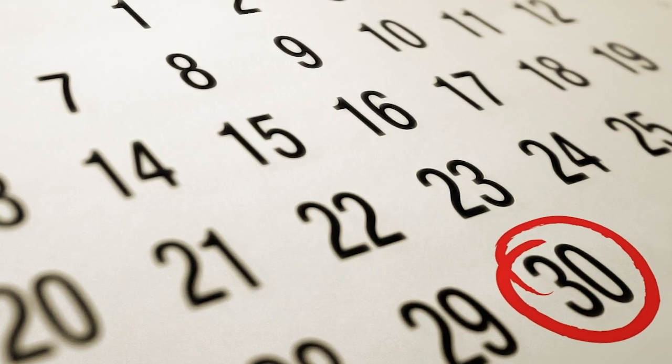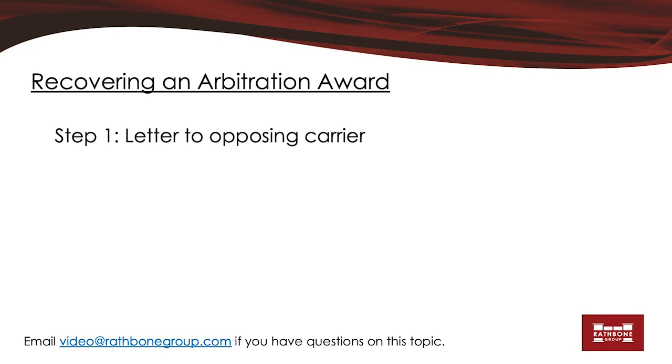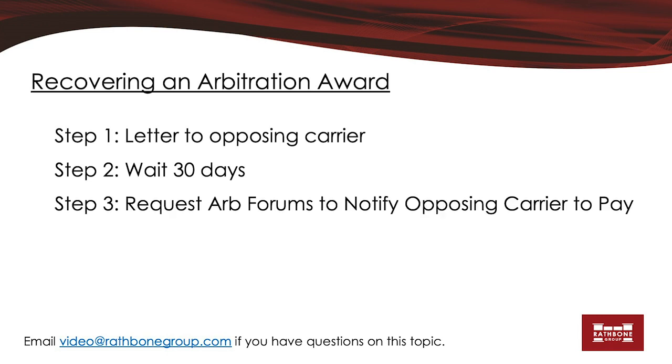Once you do win an arbitration award, how does it get paid? Well, under the rules, you have 30 days to pay an award against your company. If that company fails to pay, the filing company, the company that won, then sends a letter demanding payment. If another 30 days pass by and still no payment is made, that filing party, the winning party, can then seek the assistance of arbitration forums.